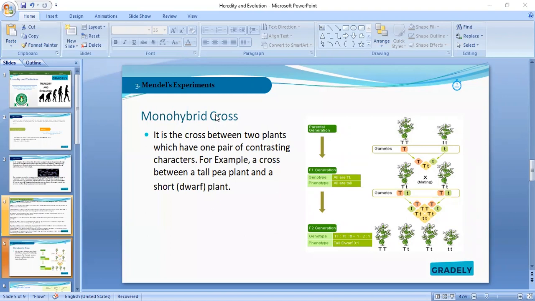Now, a tall pea plant should be represented with what? A capital letter. A tall pea plant should be represented with a capital letter.